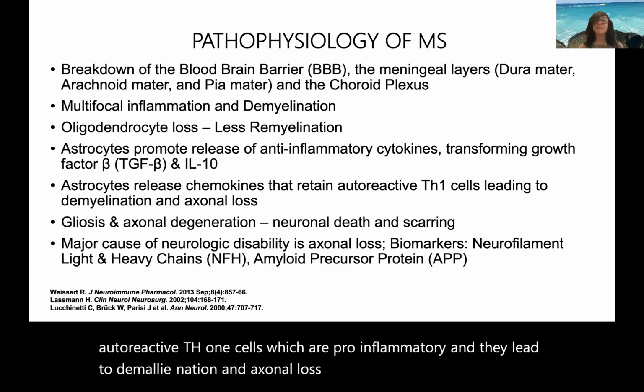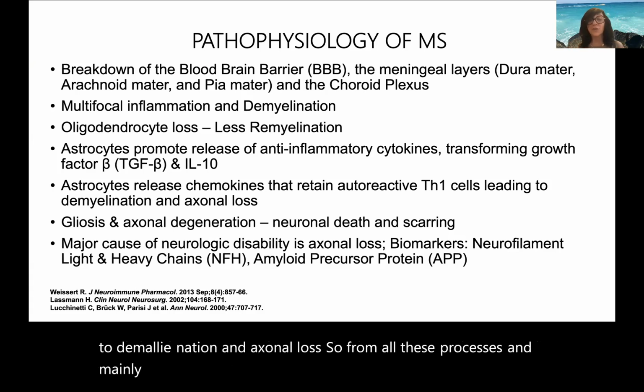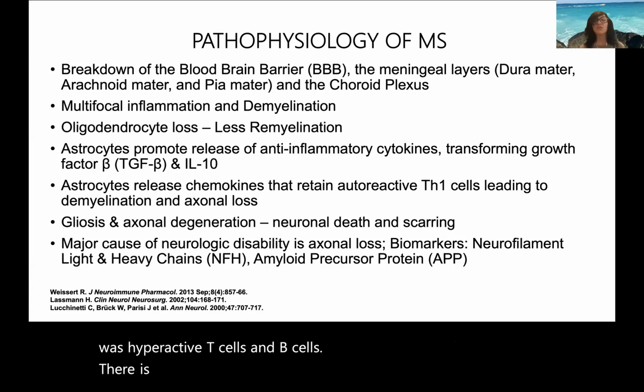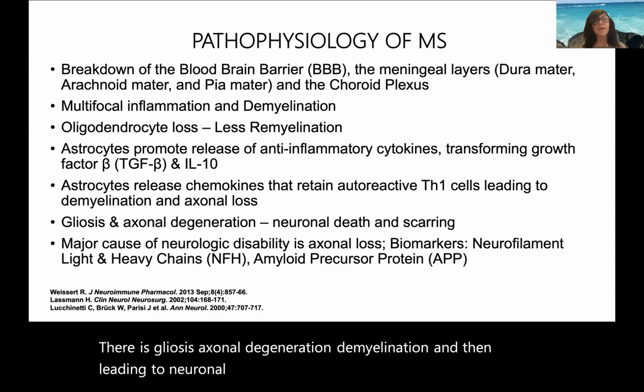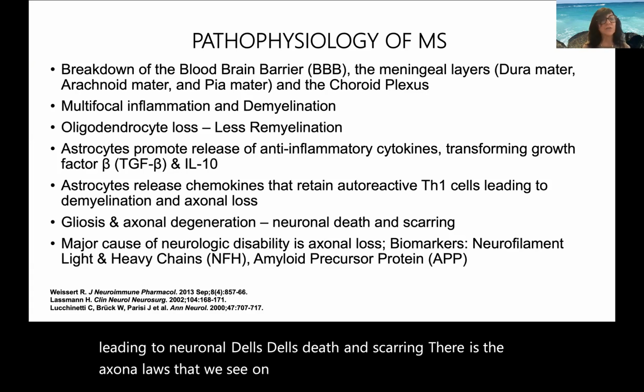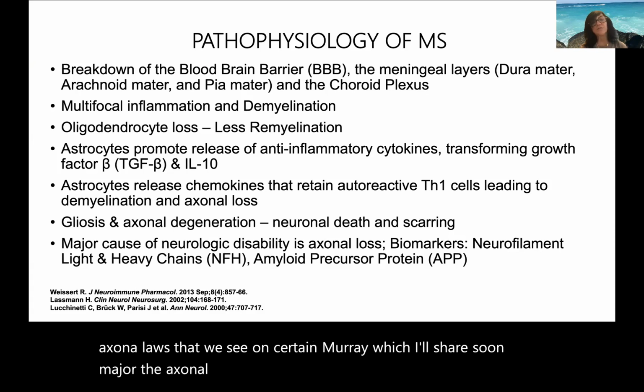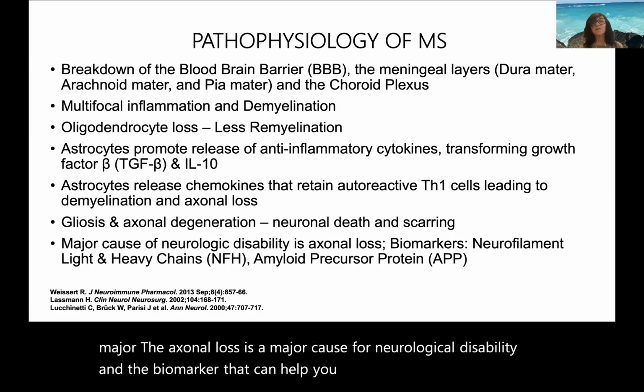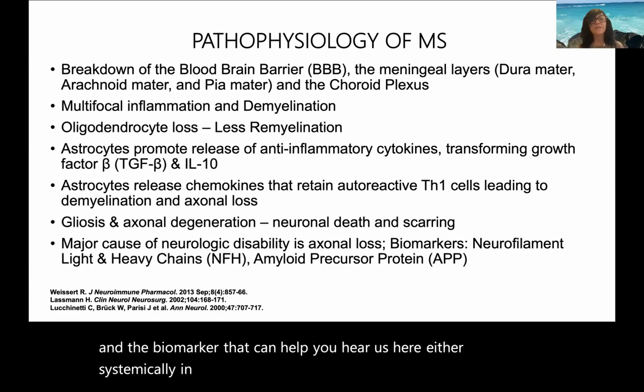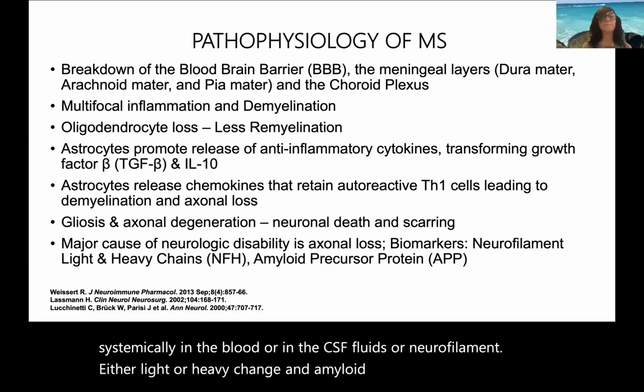So from all these processes, and mainly the invasion of the central nervous system by hyperactive T cells and B cells, there is gliosis, axonal degeneration, and demyelination, leading to neuronal death and scarring. There is axonal loss that we see on certain MRIs, which I'll share soon. The axonal loss is a major cause of neurological disability. The biomarkers that can help here, either systemically in the blood or in the CSF, are neurofilament, either light or heavy chain, and amyloid precursor protein.